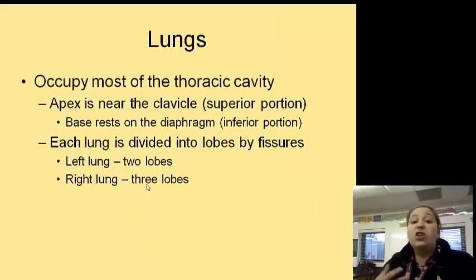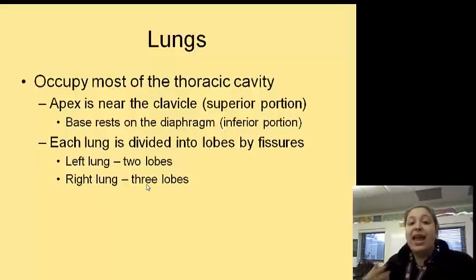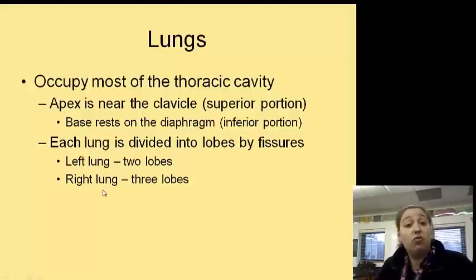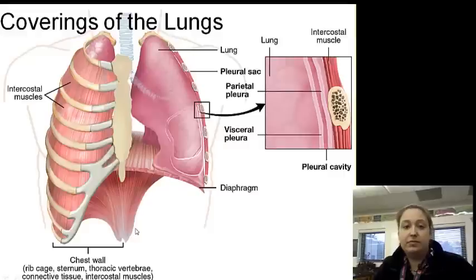Our lungs occupy most of the thoracic cavity, and the apex is near the top, by the clavicle, and the base rests on the diaphragm. Each lung is divided into different lobes by fissures. So we have our left lung that has 2 lobes, and our right lung that has 3 lobes. When we look here, again we can see all this branching and branching of the bronchi.